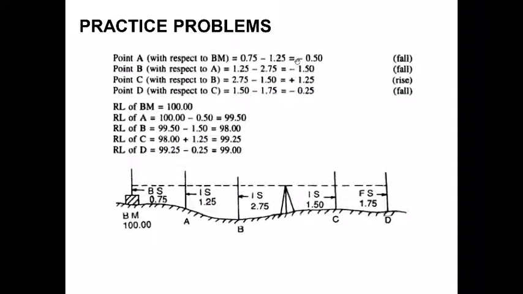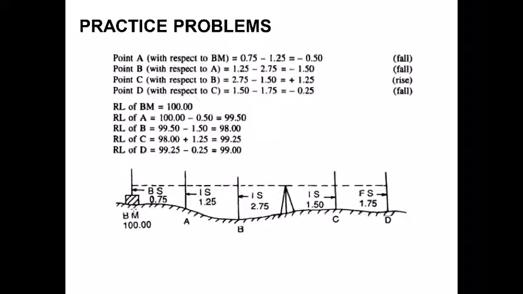Okay, so one last question before we move to some lengthy questions. In this problem, they have given you the benchmark reduced level of this point, and you have to find the reduced levels of the points A, B, C, and D. There is just one setting of the instrument, so you are not shifting the instrument. That means you don't have a change point or a turning point. With this setting, we are going to use the rise and fall method that we just discussed.